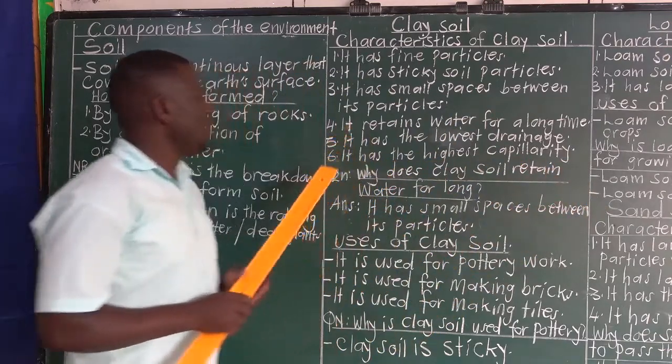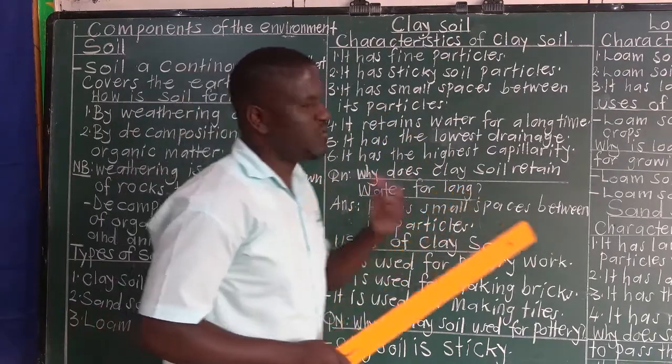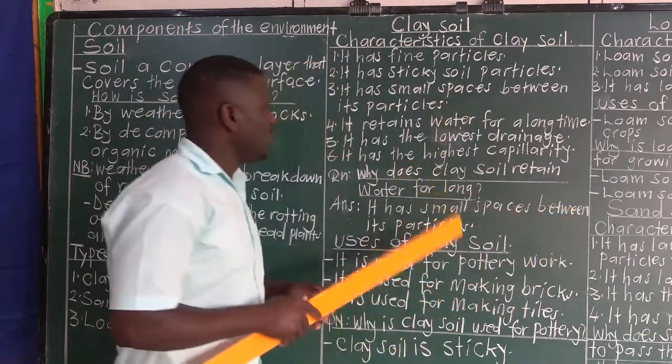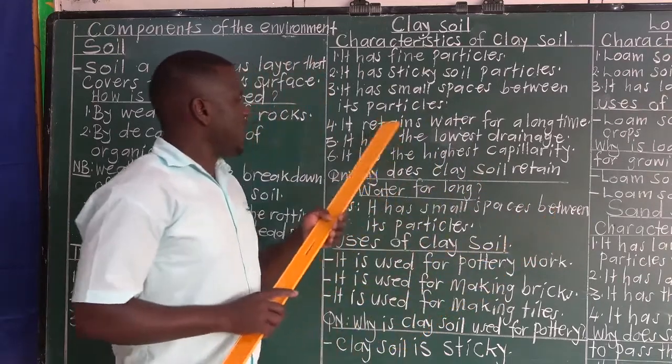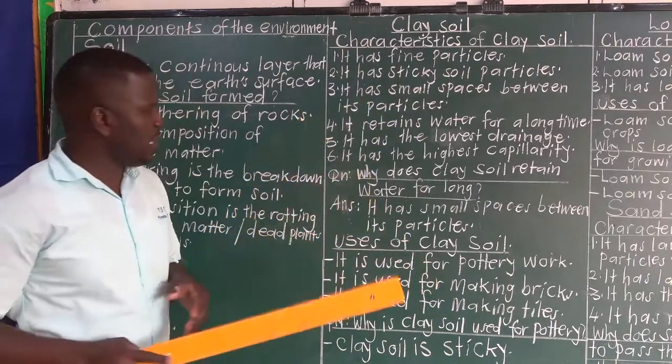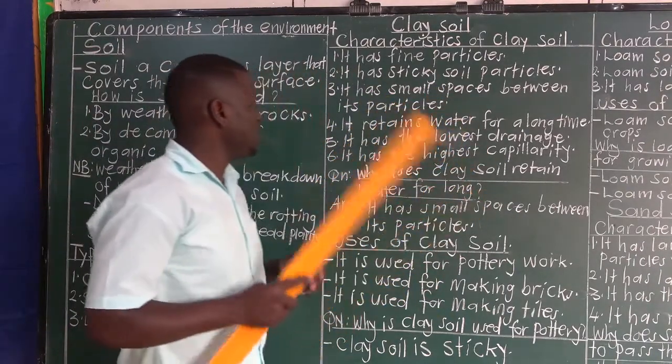Then number four, it retains a lot of water. Clay soil retains water for a long time. Now, why does clay soil retain water for a long time? It is because it has small spaces between its particles.